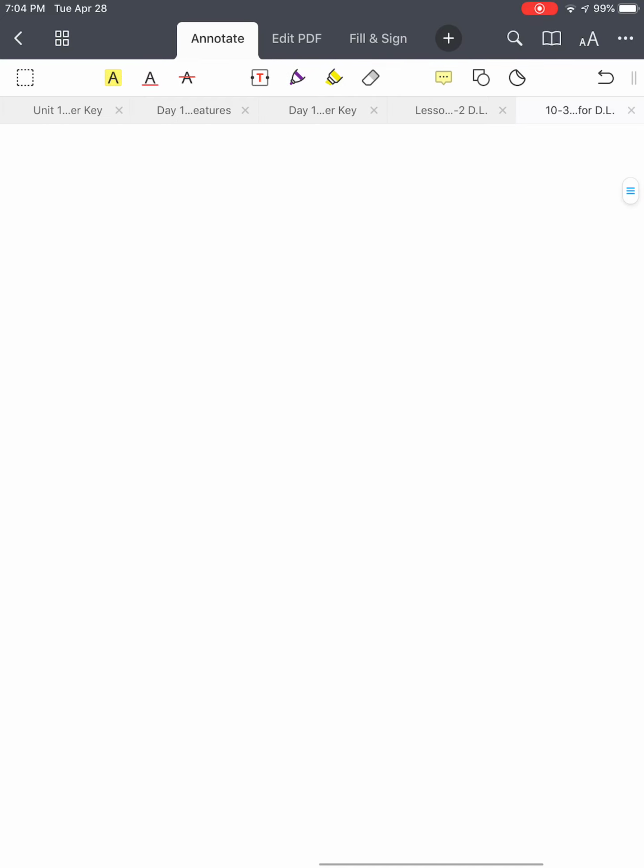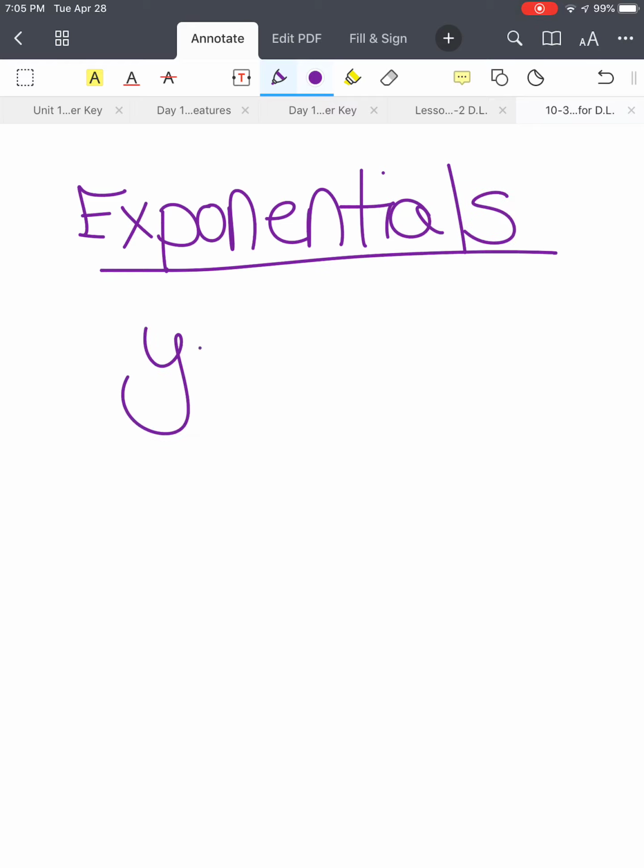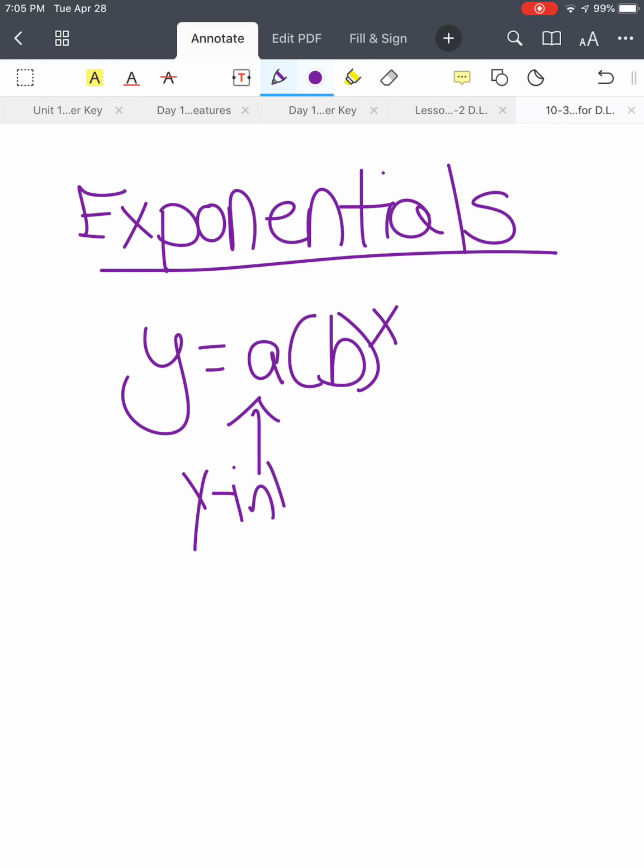Okay. I left you a little blank spot. I want to do just a little recap of what we've talked about so far with exponential growth or decay. So we have exponential graphs or exponential equations. I'm just going to call them exponentials. And they have this format where A is my y-intercept and B is my multiplying factor.